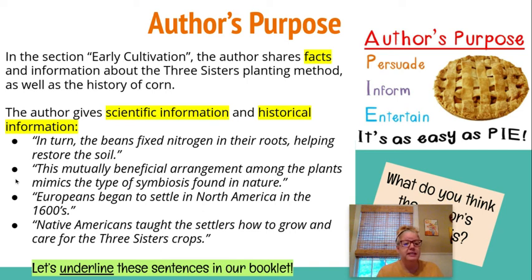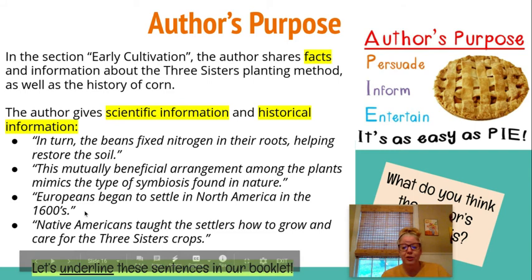Another scientific fact is this mutually beneficial arrangement among the plants mimics the type of symbiosis found in nature. And remember, symbiosis is when two living things live together in harmony where they each help the other one, right? Remember, there's the little bird that might pick bugs off of a rhinoceros's back, and the bird benefits because it gets protection, right? It gets to kind of live on the rhinoceros, and it gets food from the little bugs, and the rhinoceros benefits because the bird is eating all those itchy little bugs. That's symbiosis. So let's underline that sentence as well.